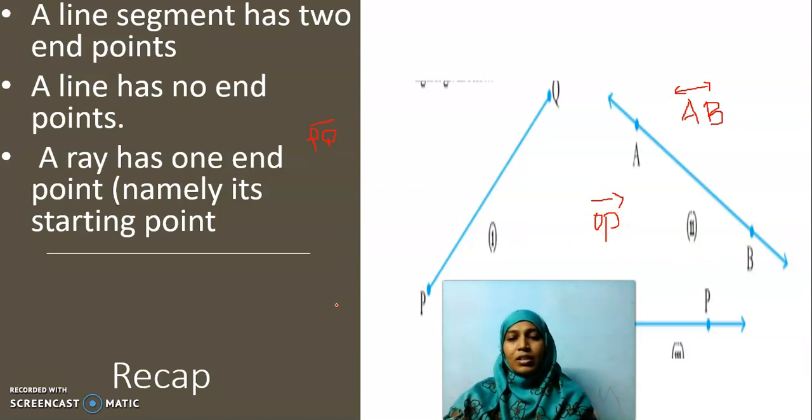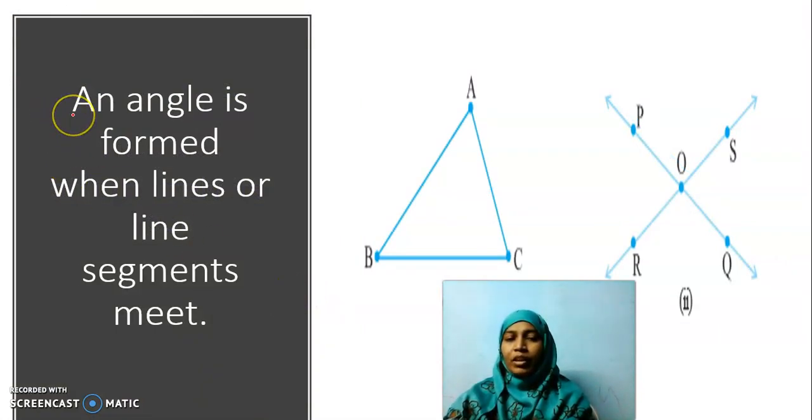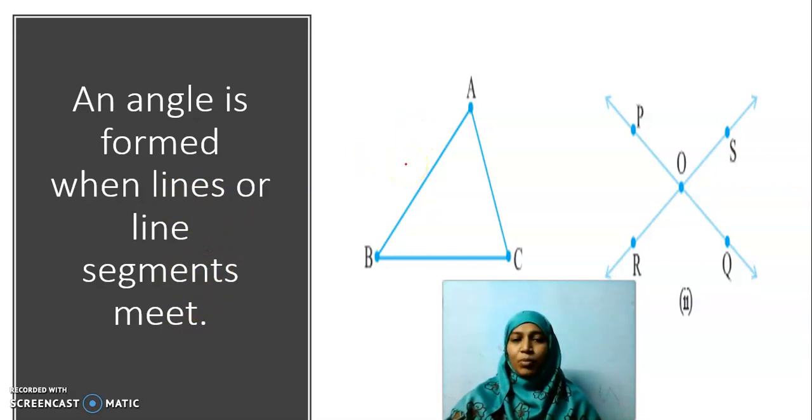Okay, then what other things we learnt? It's about angles. What is an angle? Yes, an angle is formed when lines or line segments meet, or I can say when they intersect. Here in this first picture, how many line segments are there? 1, 2, 3. These three line segments intersect at three different points. Is it always necessary they should meet only at three different points? No, children. These three line segments can meet at only 2 points also. All three line segments can meet at only 1 point also.